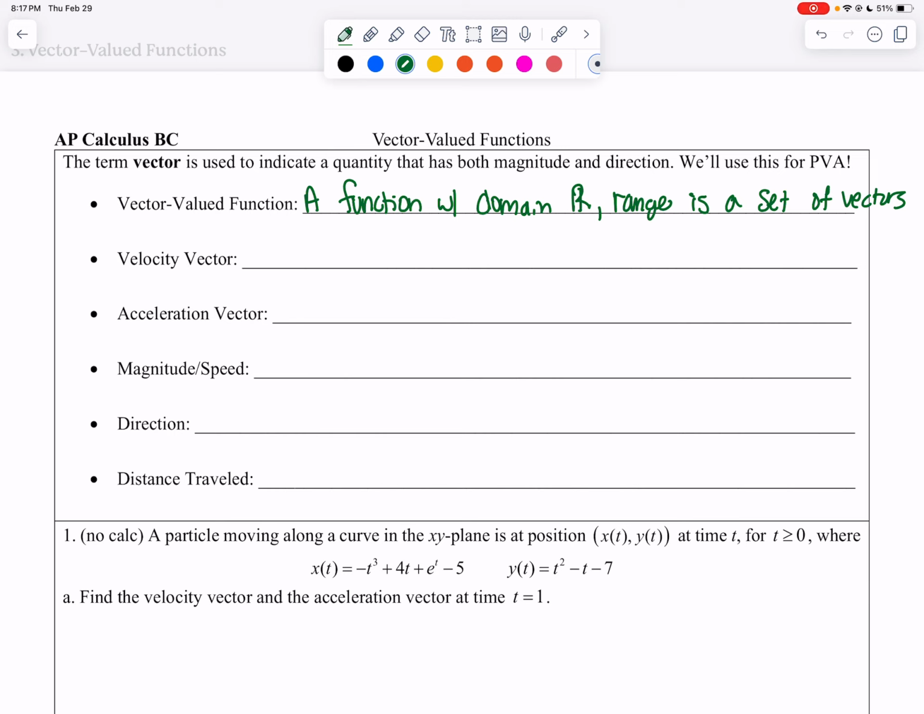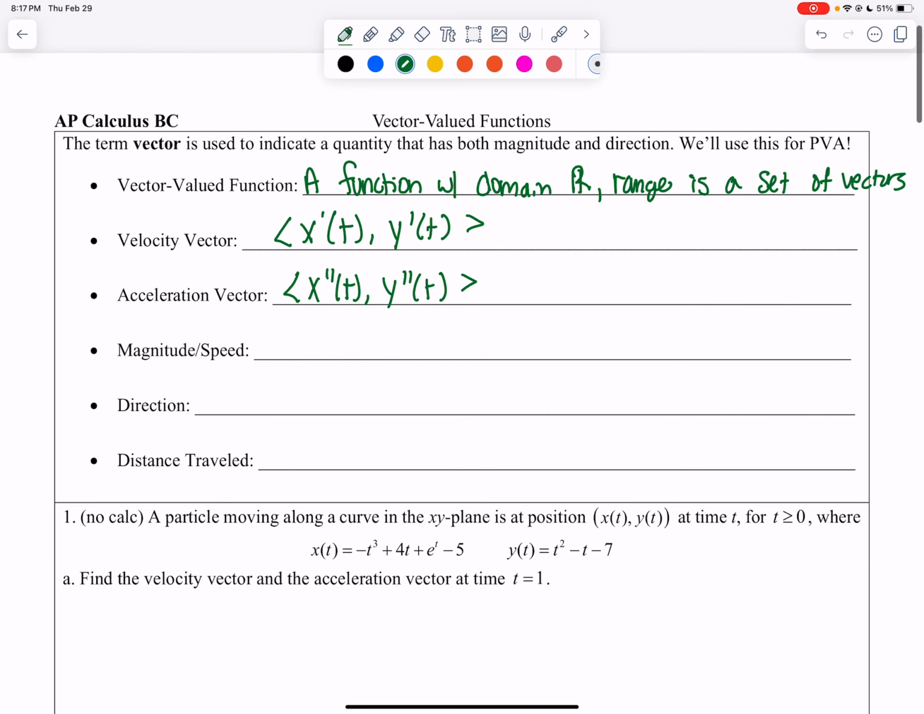Now, because this is a vector, the velocity vector is just you saying, okay, x prime of t, y prime of t, and calling it a day. So this is going to be the x position, and this is going to be the y position. Acceleration, plot twist, x double prime, y double prime.